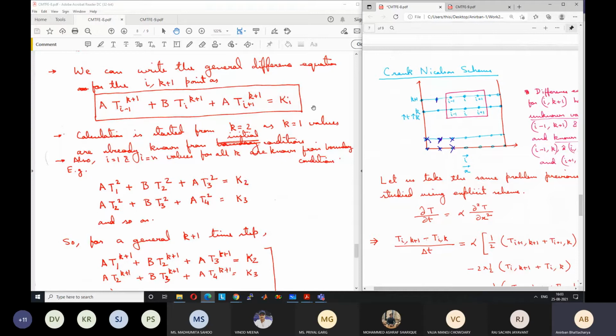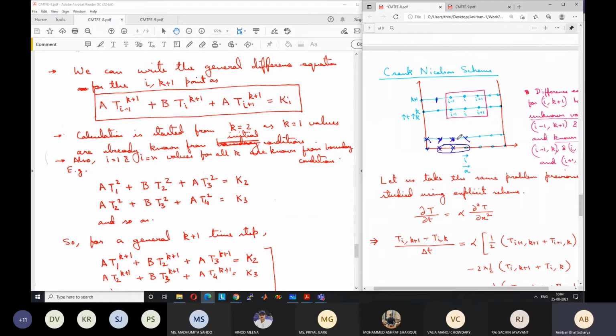Similarly, for the next point, i equal to 3, we can run a loop. i equal to 3 is this point. So for this point, again, our equation will be A T2 at time 2 plus B T3 at time 2 plus A T4 at time 2 is equal to K3, where K3 has the information from these 3 cells.